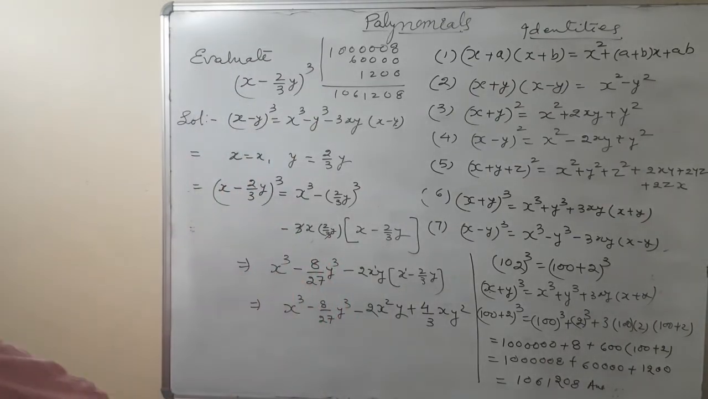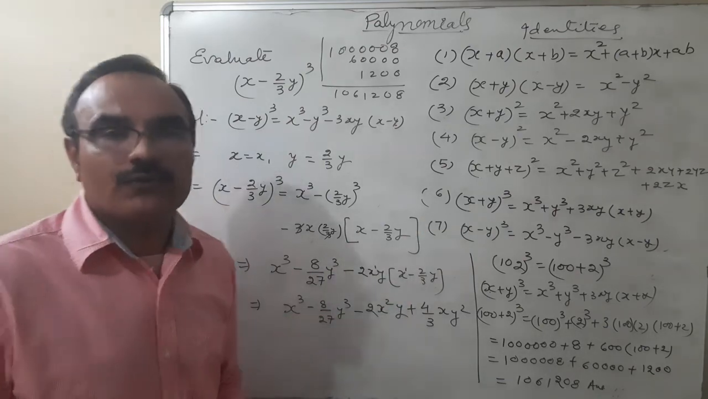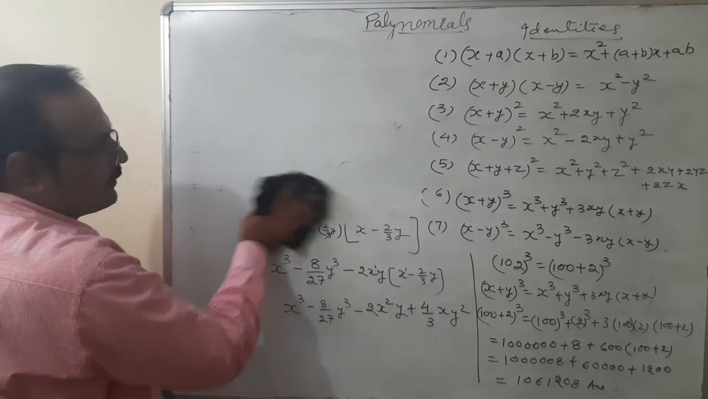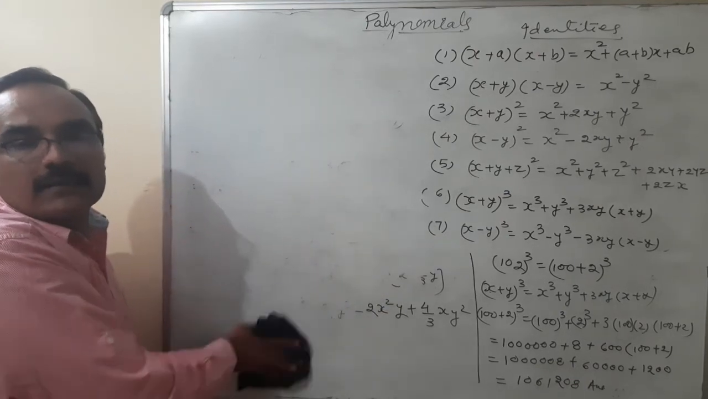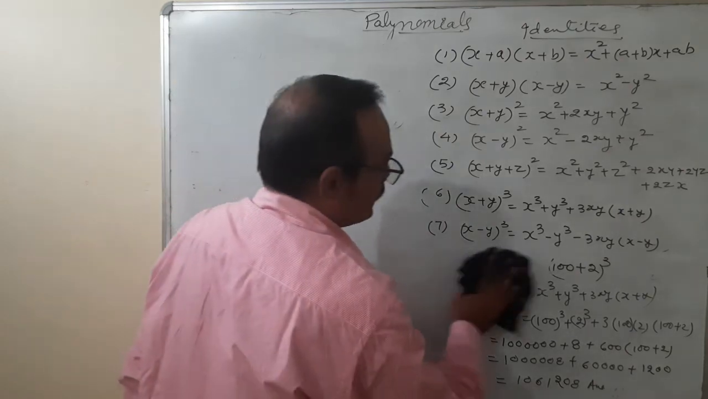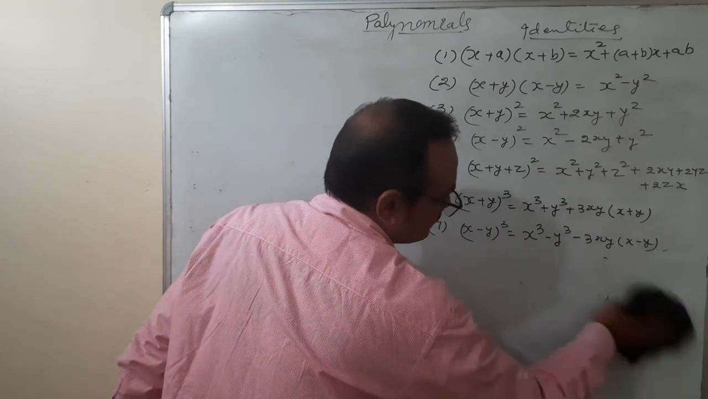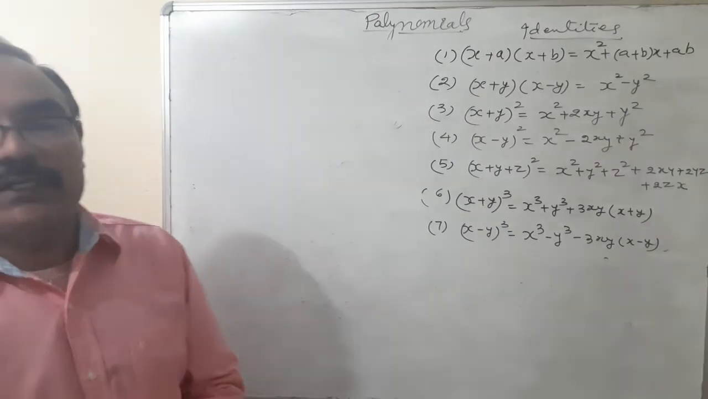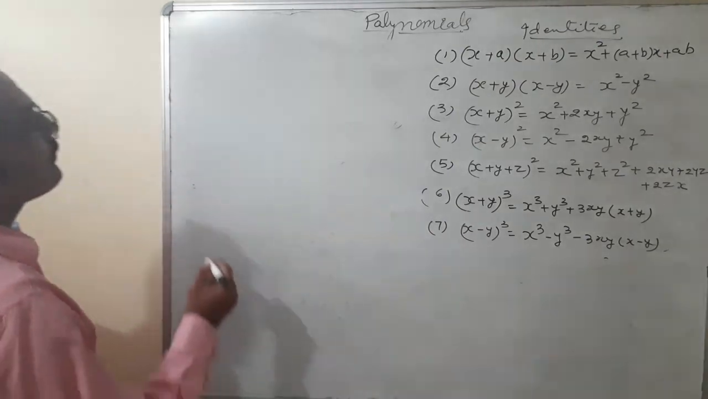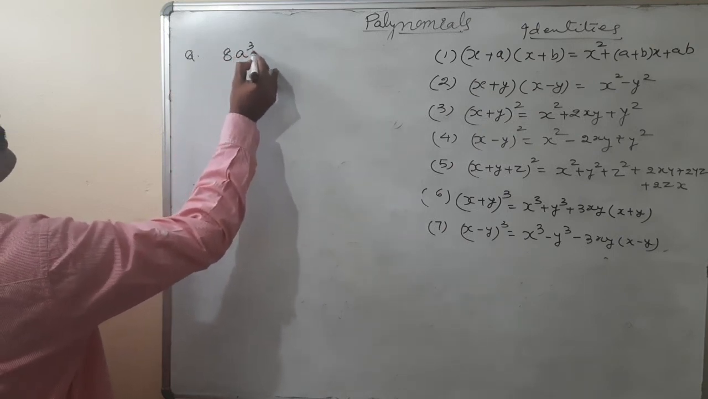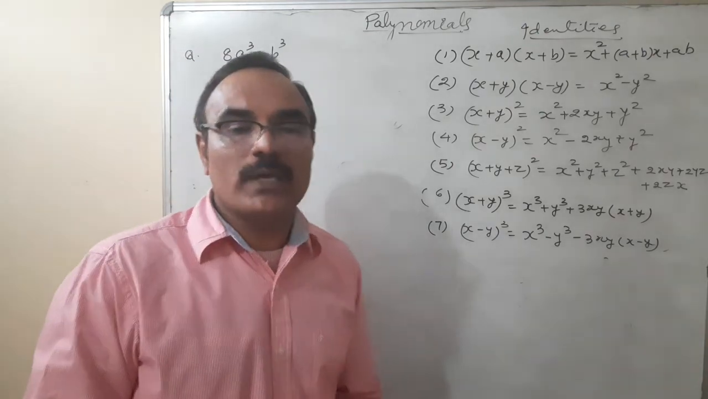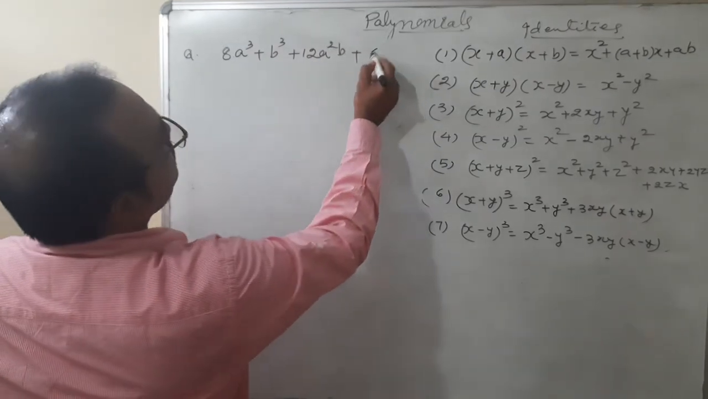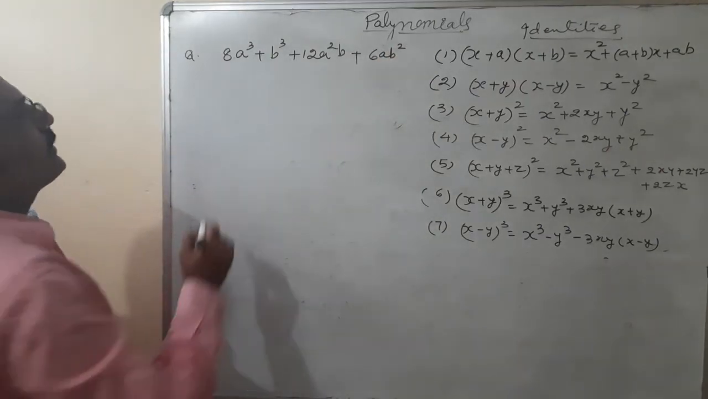Okay. Another example I am taking is when the expanded form is given and we convert it into the form of factors. Here I am taking a question: 8a cube plus b cube plus 12a square b plus 6ab square. This is a question, and we have to factorize.